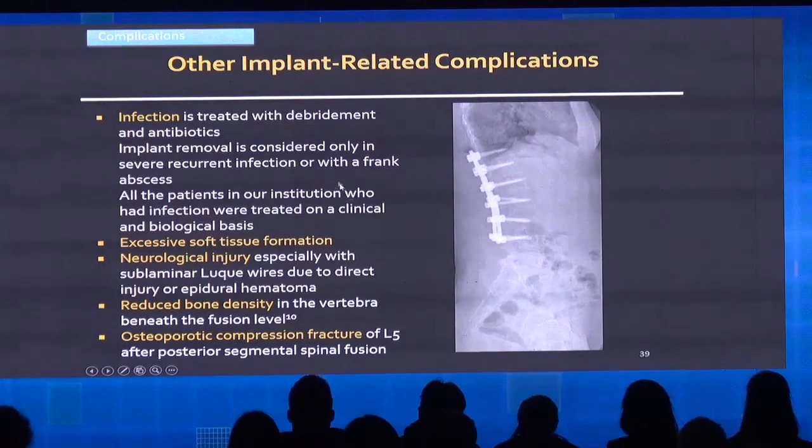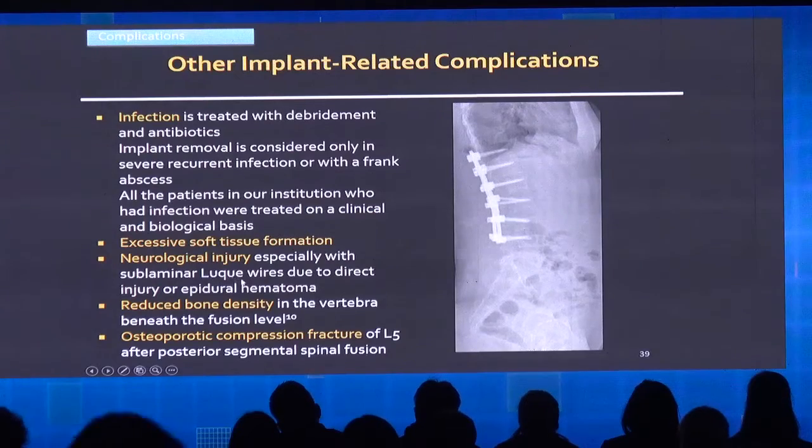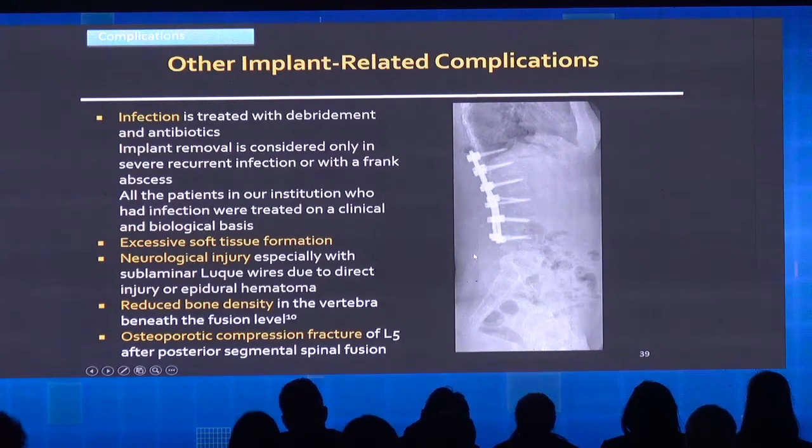Okay, you may have an infection. In all the patients where we had an infection, it was never diagnosed on imaging, but always on biologic findings. You can have excessive soft tissue formation. You can have neurological injury, especially in case of sublaminar Luque wires. You can have some reduced bone density and compression fracture just below the distal screws.